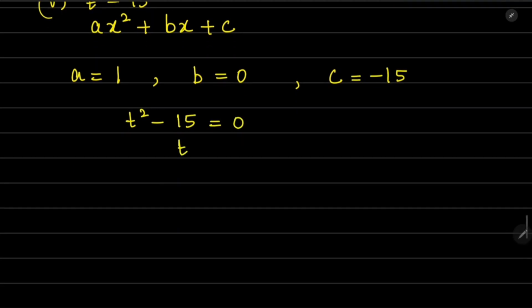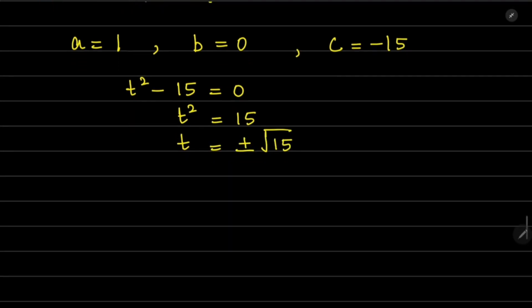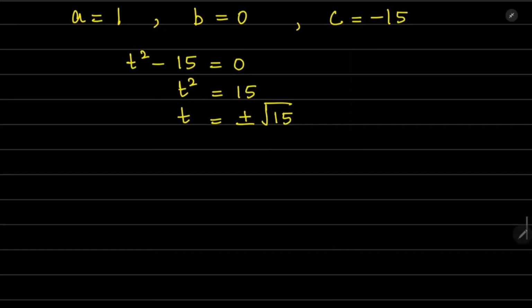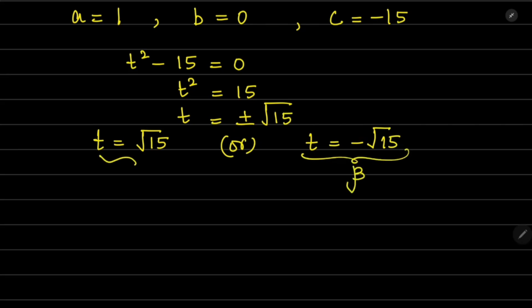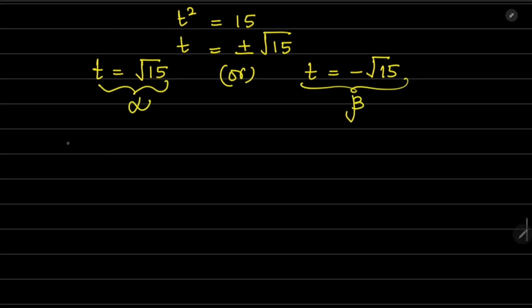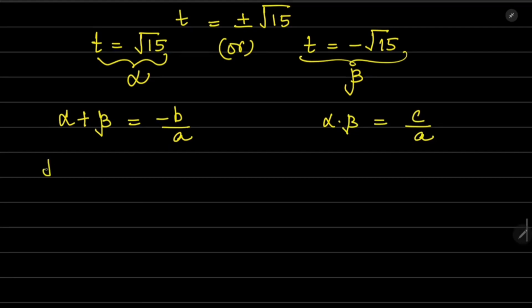Now let us do t square minus 15 equal to 0. So t square is equal to 15, and what is t? T is equal to plus or minus root of 15. So that is your value of the variable, which are nothing but zeros. So either t can be equal to plus root 15 or t is equal to minus root of 15. So one is your beta and one of the zeros is your alpha. Now let us verify the relationship. Alpha plus beta should be equal to minus b by a, and alpha into beta should be equal to c by a. So let us do that. Alpha is nothing but your root 15 plus what is your beta?